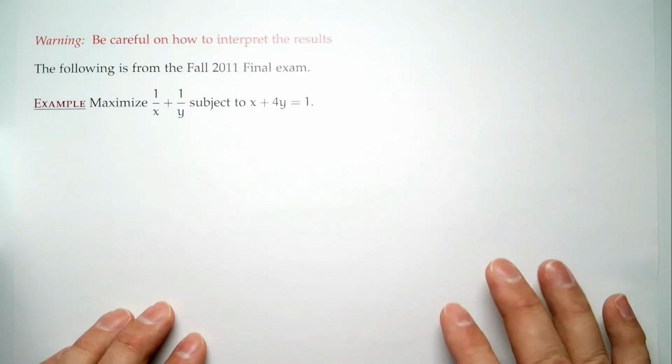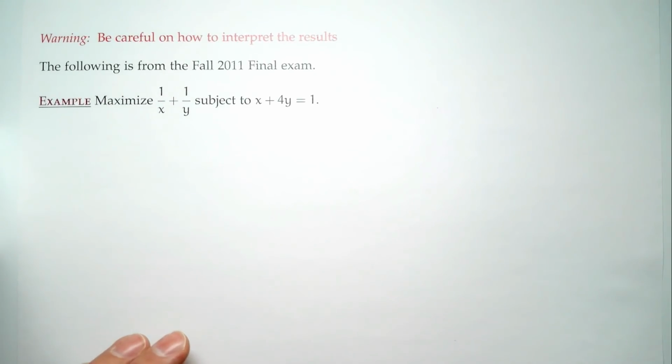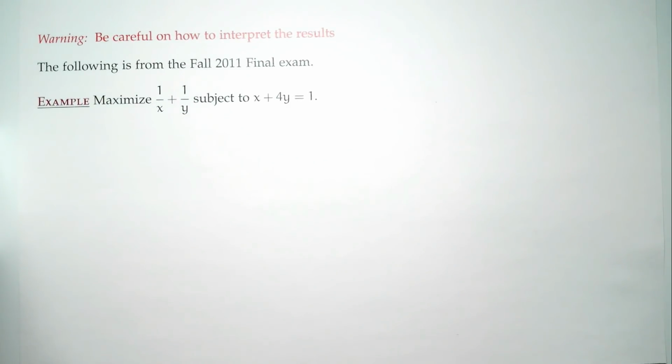All right, now let's do another problem. And this one is from an old final exam. We don't talk about that final exam very much in our department for pretty good reasons. And we'll see why in just a moment. So maximize. We want to maximize the value of the function 1 over x plus 1 over y subject to x plus 4y equals 1.